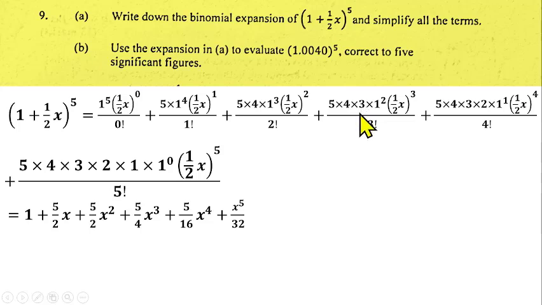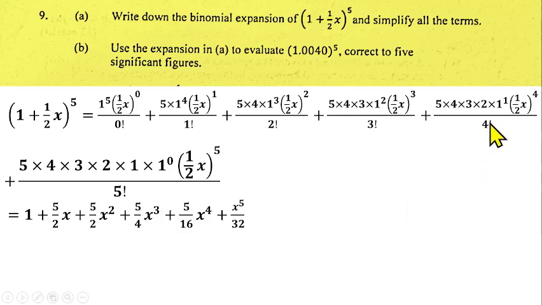That gives us 60. Then 6 can go in 60. That should give us 10. Then we have 10 over 8 x raised to power 3, and that should be 5 over 4. So we have 5 over 4 x cubed as well.